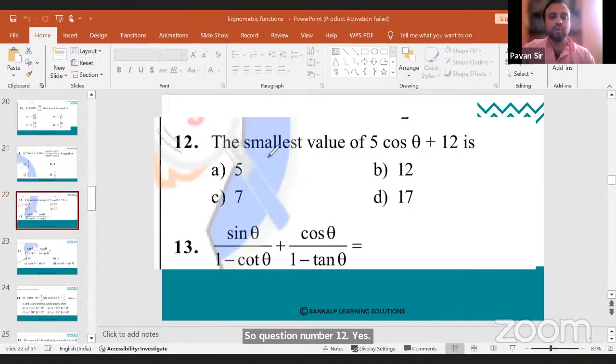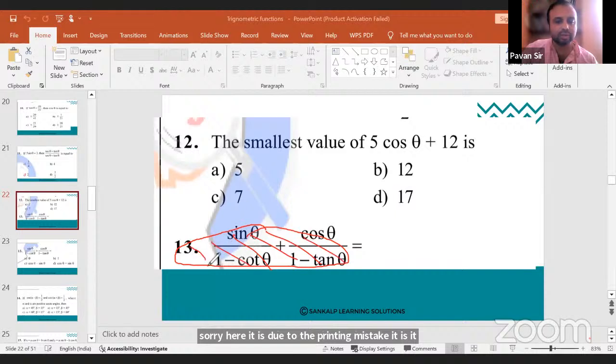The smallest value of 5 cos theta plus 12 is what? Sorry, here it is due to a printing mistake. It is not the question. Okay, don't think about this. Question number 13, we'll move on to the next slides, then it will appear because it doesn't have options. So now, the smallest value of 5 cos theta plus 12 is what? The smallest value. They are not asking for a simple value. The smallest value of this is what?